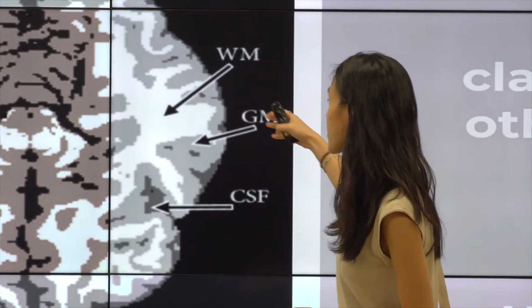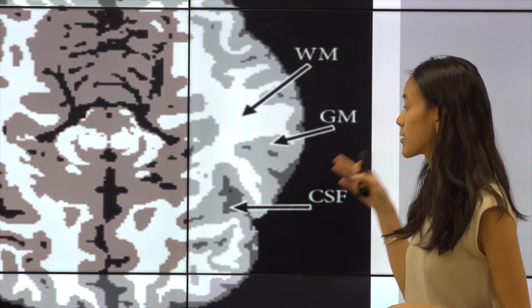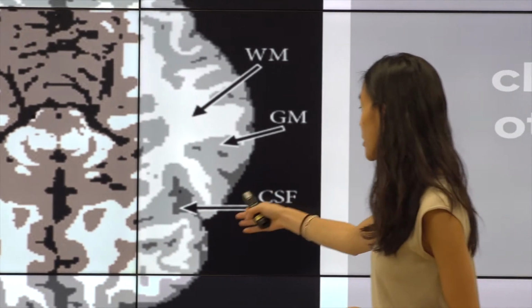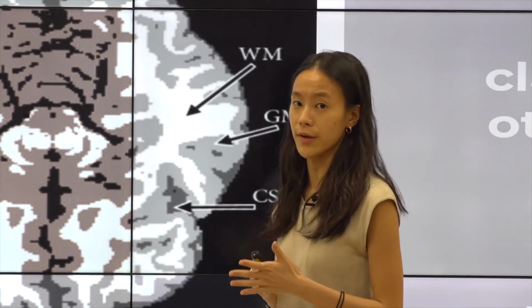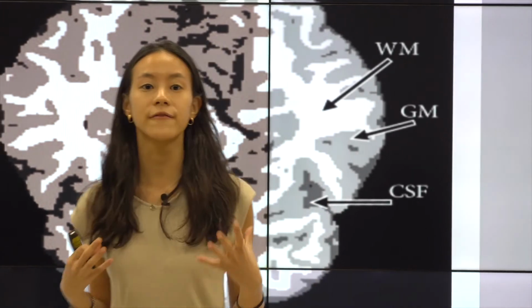We can see where the white matter is. It's all done for us where the white parts are. We can see that the gray matter is where all the gray parts are, and the darker gray parts will be the cerebral spinal fluid. So with segmentation, we're able to better visualize what image we're looking at.